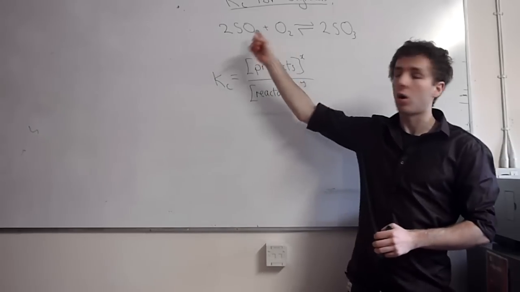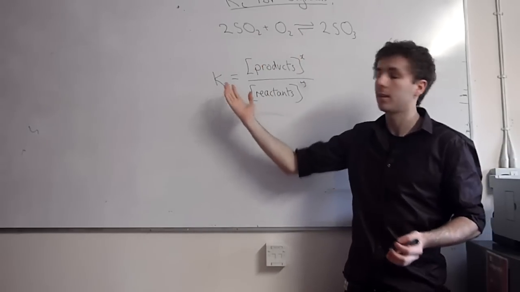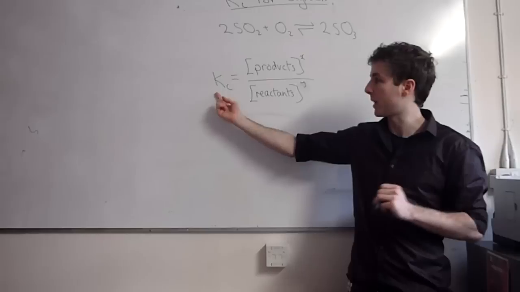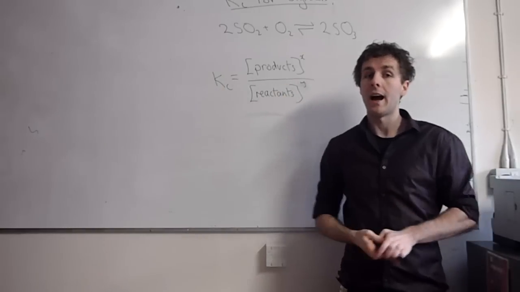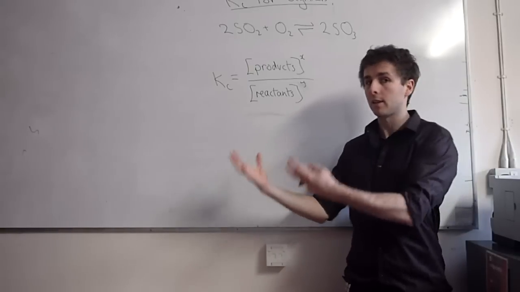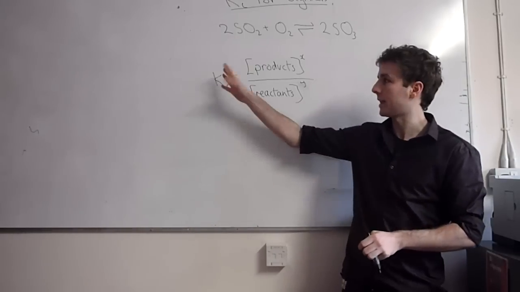If your system is not at equilibrium, you cannot find the Kc because this is the equilibrium constant. So it's got to be equilibrium, that's the most important point. And the examiners will try and trick you out loads by asking you questions about something which isn't at equilibrium, and you'll do Kc, but you can't.